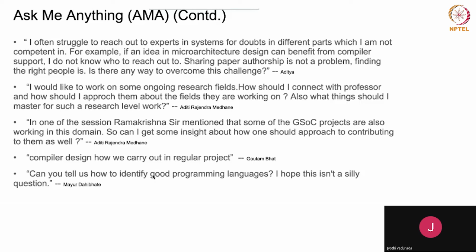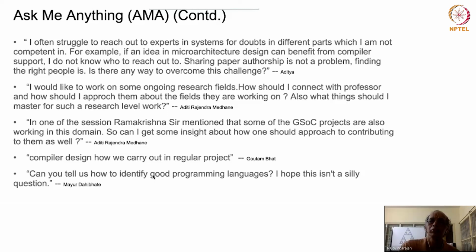I often struggle to reach out to experts in systems for doubts in different parts in which I'm not competent. For example, if an idea in microarchitecture design can benefit from compiler support, I do not know who to reach out to, and sharing paper authorship is not a problem. Finding the right people is. Is there any way to overcome this challenge? May I go ahead with this? Yeah, please, sir.